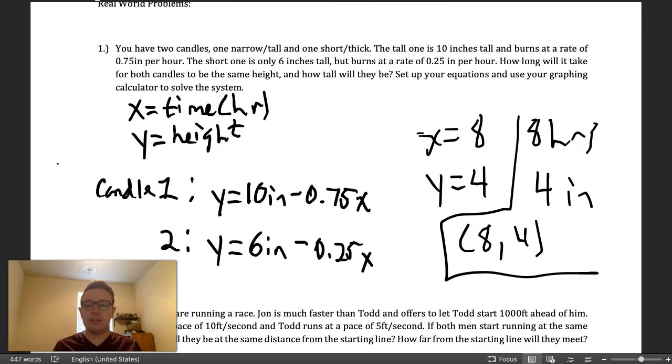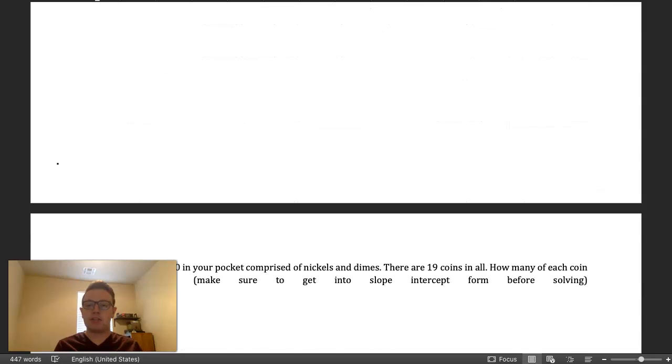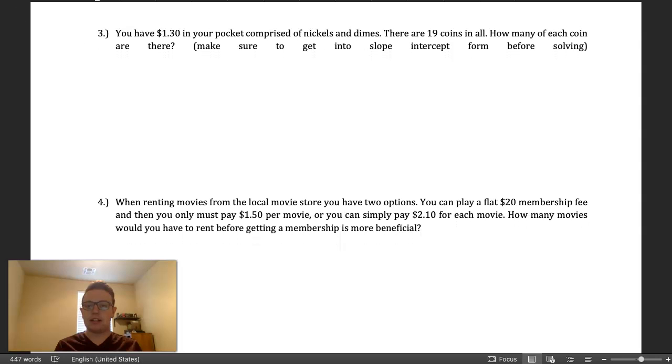All right, I'm going to leave you to do problem 2, and I'm going to move on to problem 3. We have $1.30 in our pockets, and it's comprised of nickels and dimes. There's 19 coins in all, and we're going to try to figure out how many nickels and how many dimes there are.